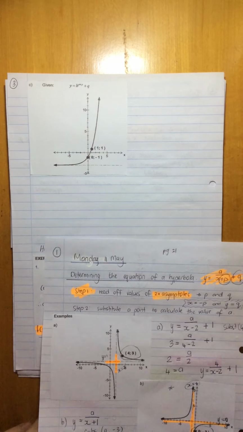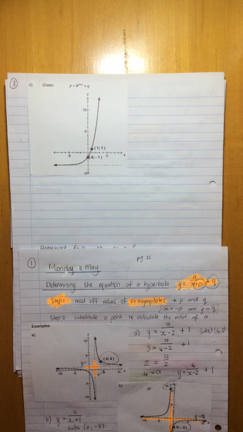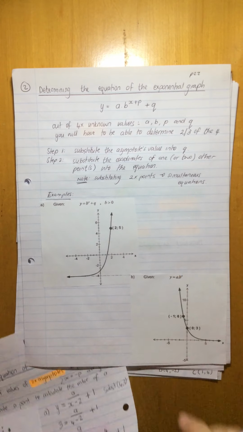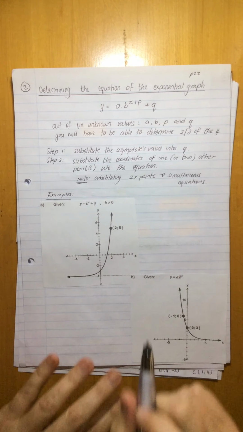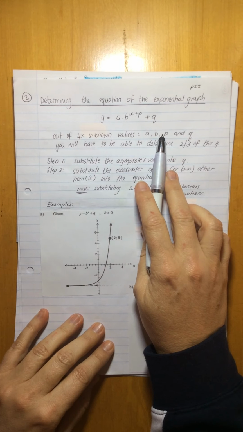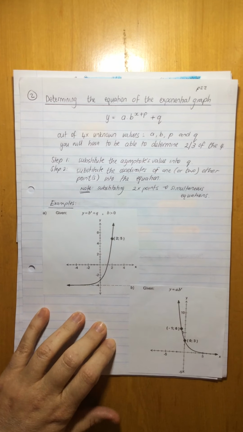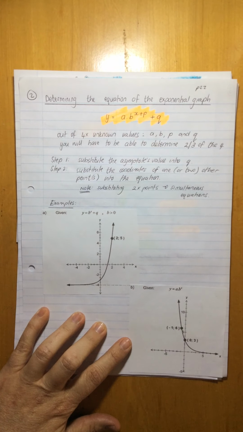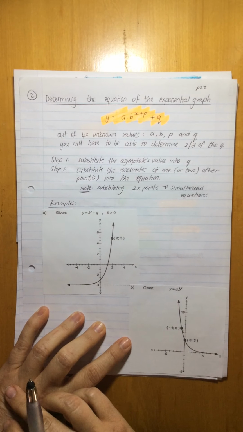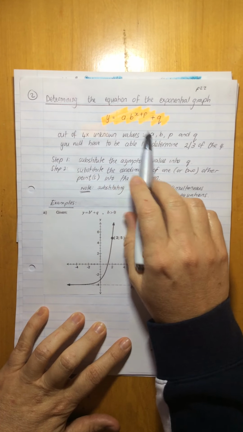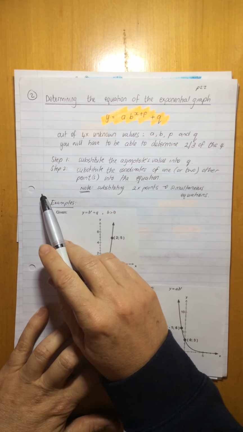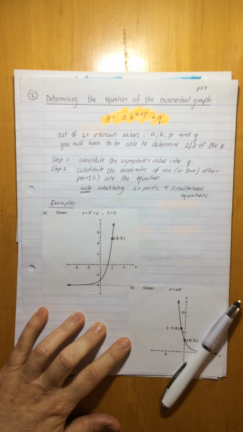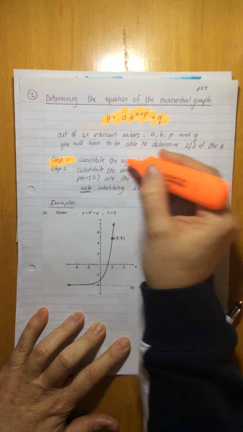So when I look at number C given to me there, now I'm first having to go to page 22, determining the equation of an exponential graph. So I need to know the general formula of an exponential function is a times b to the power of x plus p plus q. Out of the four unknown values, a, b, p, and q, you will have to determine 2 or 3 of the 4.